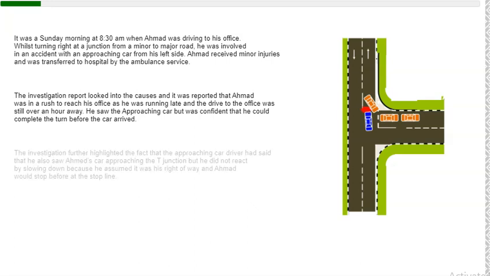The investigation further highlighted the fact that the approaching car driver had said that he also saw Ahmed's car approaching the T-junction but he did not react by slowing down because he assumed it was his right of way and Ahmed would stop before the stop line. What do you think are the possible causes of this accident?